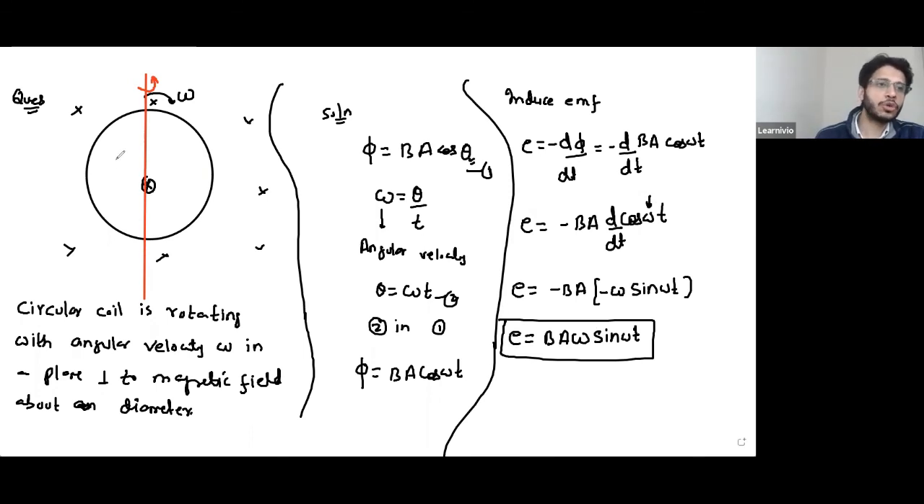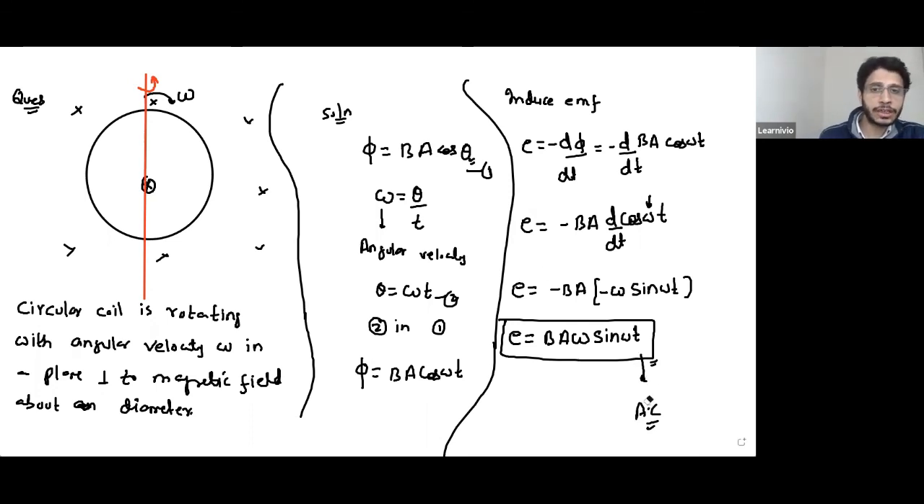So if your coil is rotating about its diameter, then you will have an induced EMF which is BA omega sine omega t. And from this equation, the next chapter AC will start. This is the last equation of this chapter of electromagnetic induction. We'll start AC from this equation only. So this is the induced EMF.